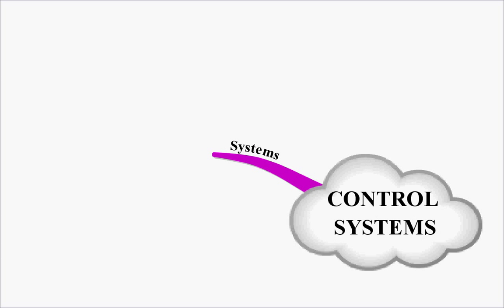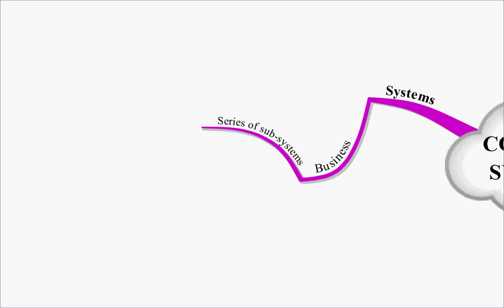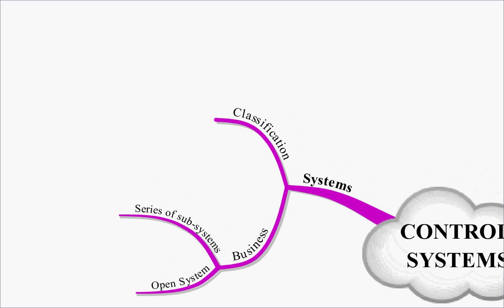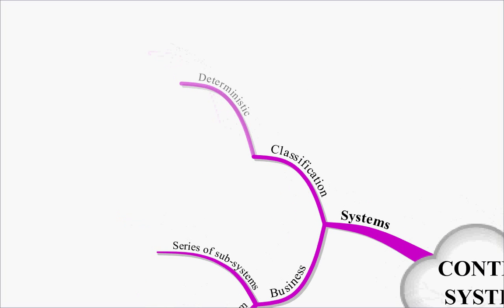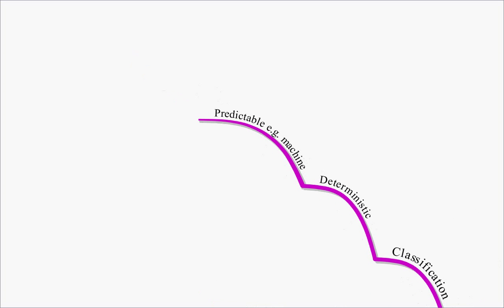First things first then, systems. A business is a system with a series of subsystems. It's an open system, which means that it's open to its environment, it interacts with its environment. There are various other systems to classify, the first of which being a deterministic system. Now, it's very predictable, like a machine does the same thing over and over and over.